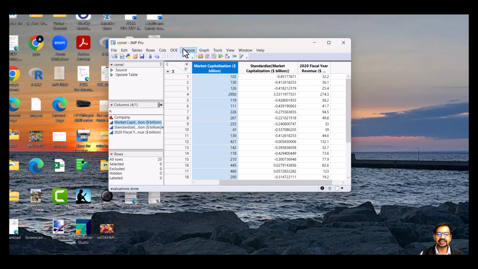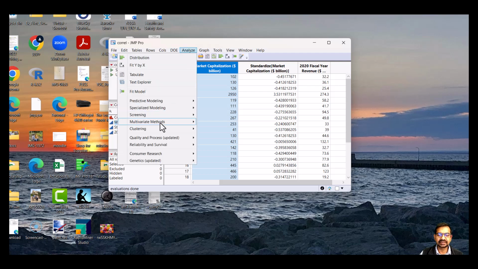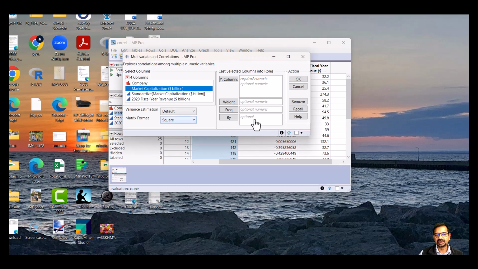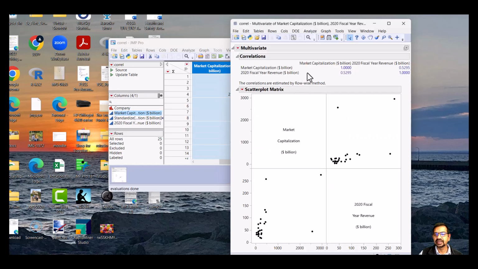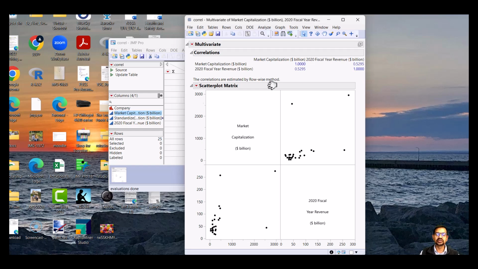So one method to get association between two different, or in this case, any number of series, is to go to the Analyze platform, and then we'll click on Multivariate Methods. And here we'll click on Multivariate. And we'll drag our two measures to Y. We're looking at our market cap, and we're looking at fiscal revenue. And here we, by default, get the correlation matrix.